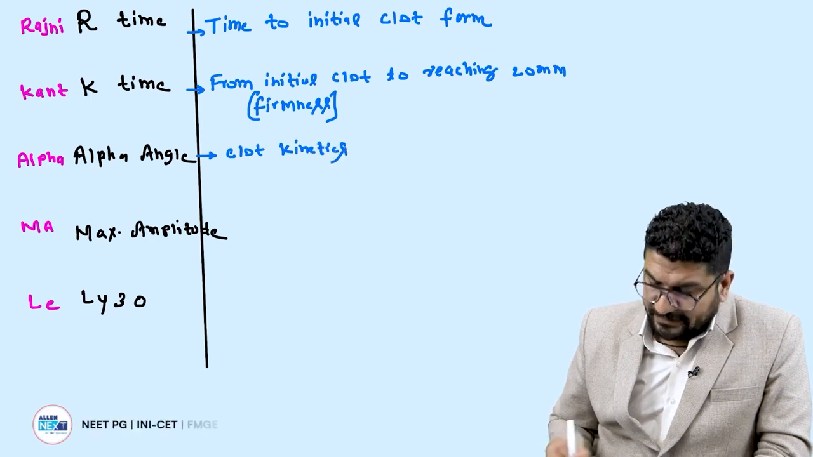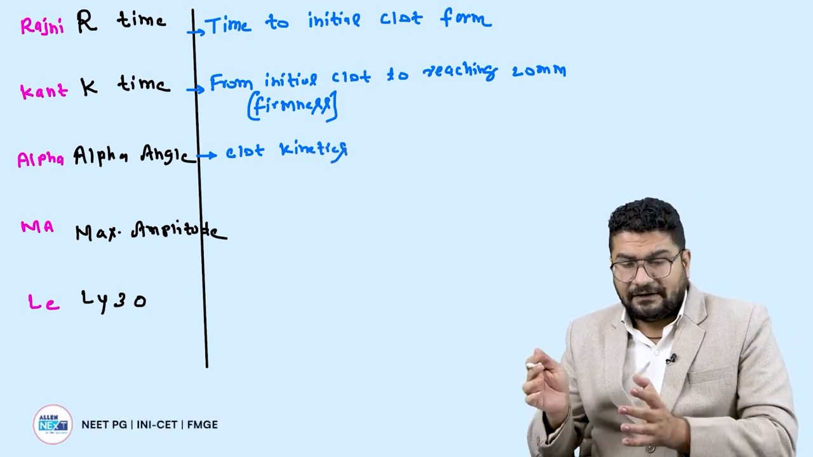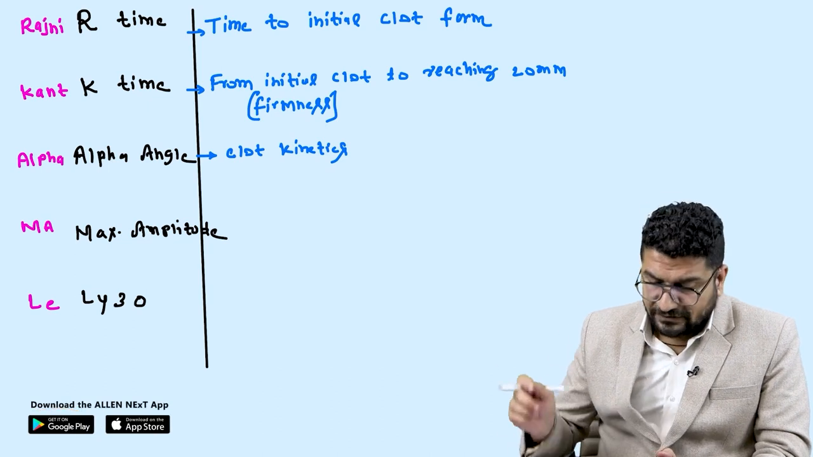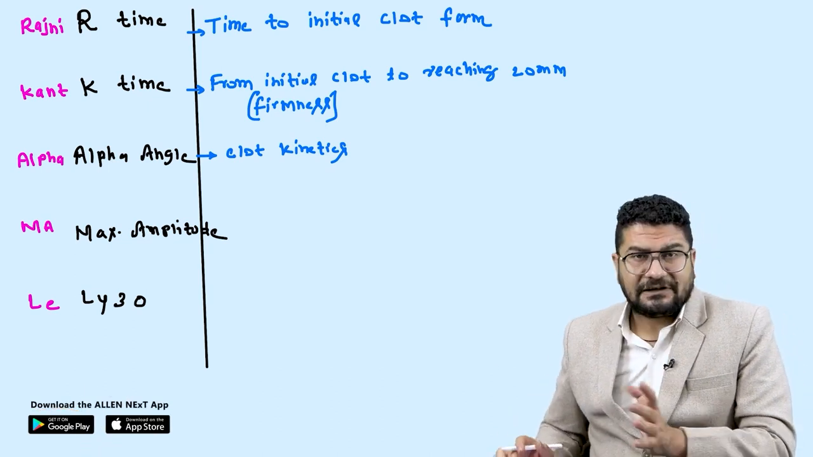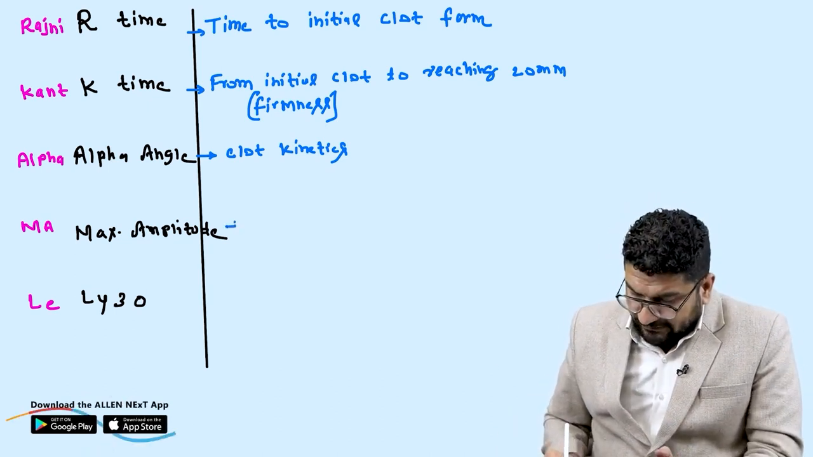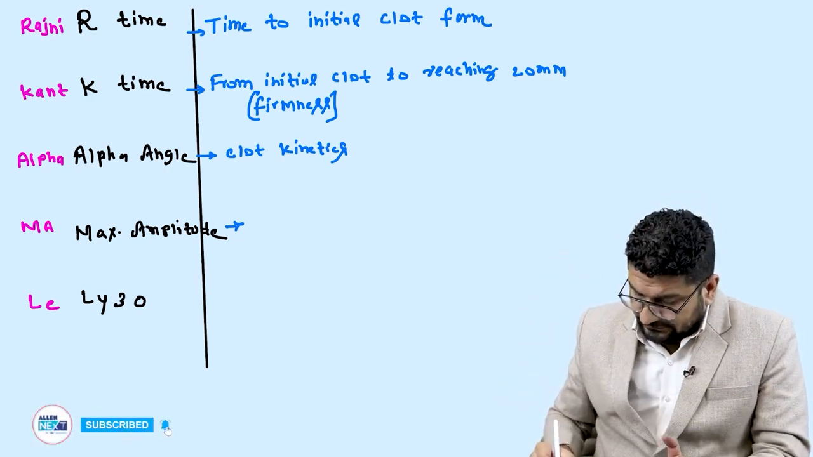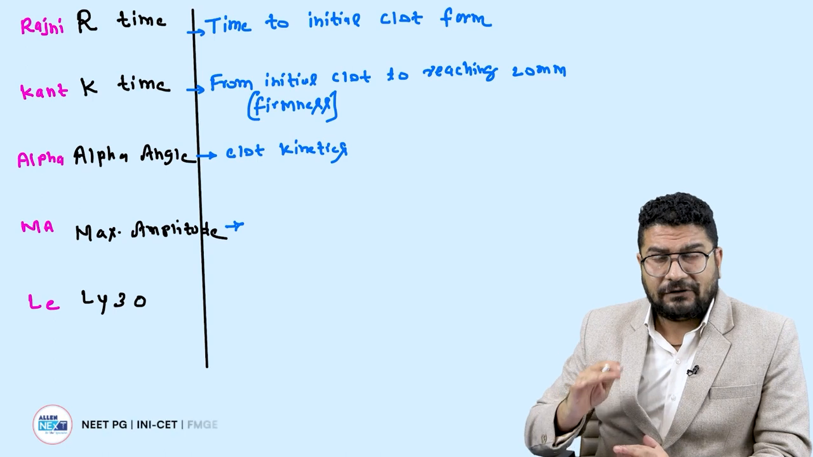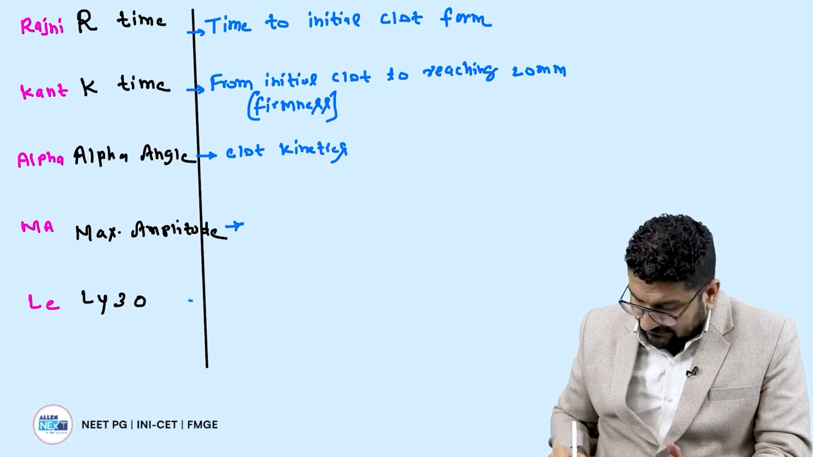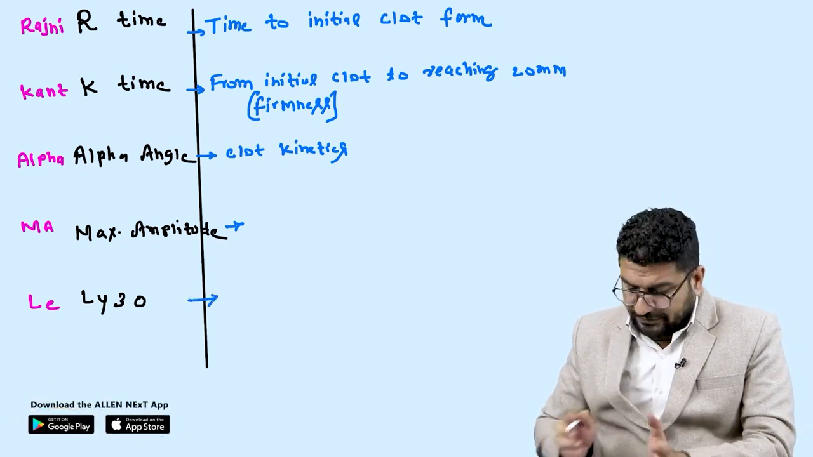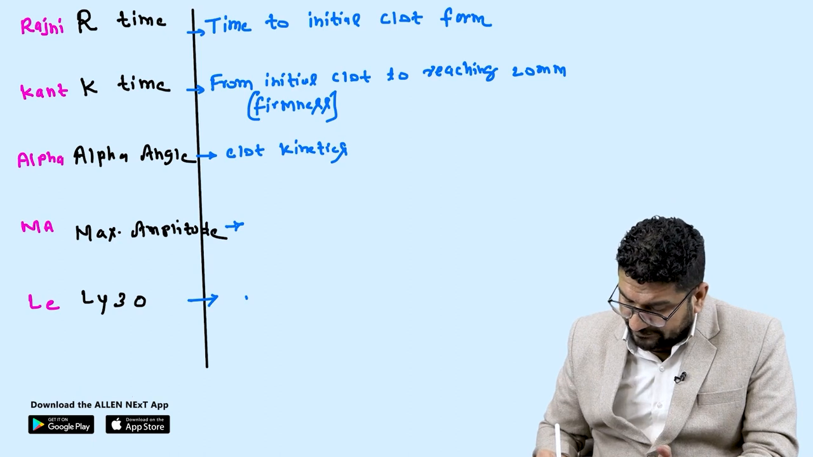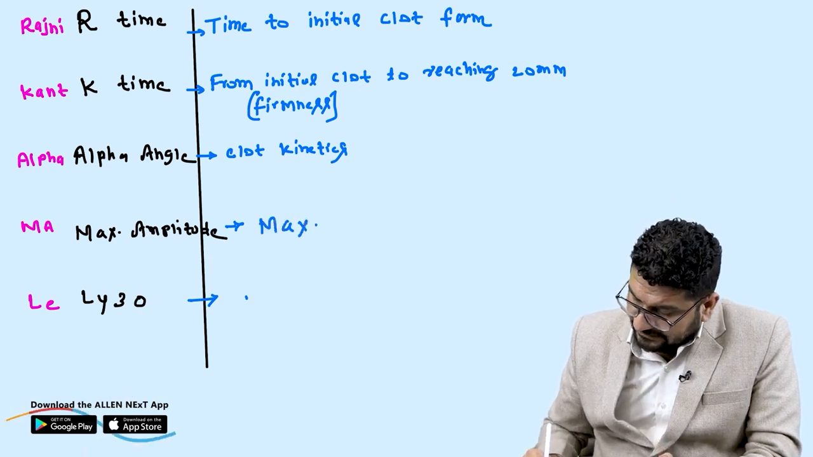Clot kinetics. So what I mean by clot kinetics, understand this is nothing, it's an angle. The angle between the baseline of the initial clot, right? And we have a tangent line. Then we have maximal amplitude, which means the maximum deviation of tracing. This is in the range of 55 to 73. And Ly33, this will be amplitude. So maximum amplitude is maximum deviation.